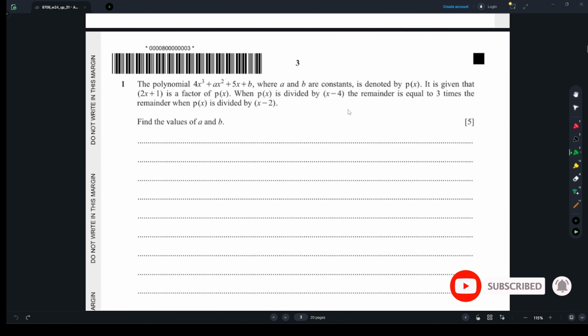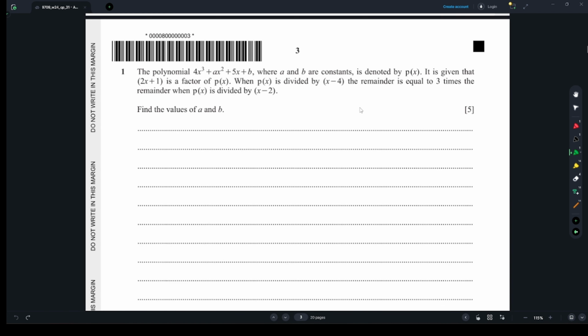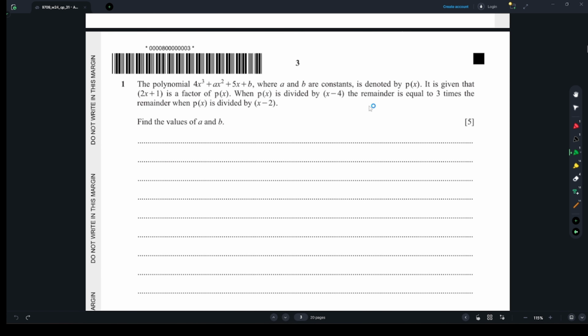Let's move to the first question here. The polynomial 4x cubed plus ax squared plus 5x plus b, where a and b are constants, is denoted by p(x), it's a function. It is given that 2x plus 1 is a factor of p(x). When p(x) is divided by x minus 4, the remainder is equal to 3 times the remainder when p(x) is divided by x minus 2. Find the values of a and b.